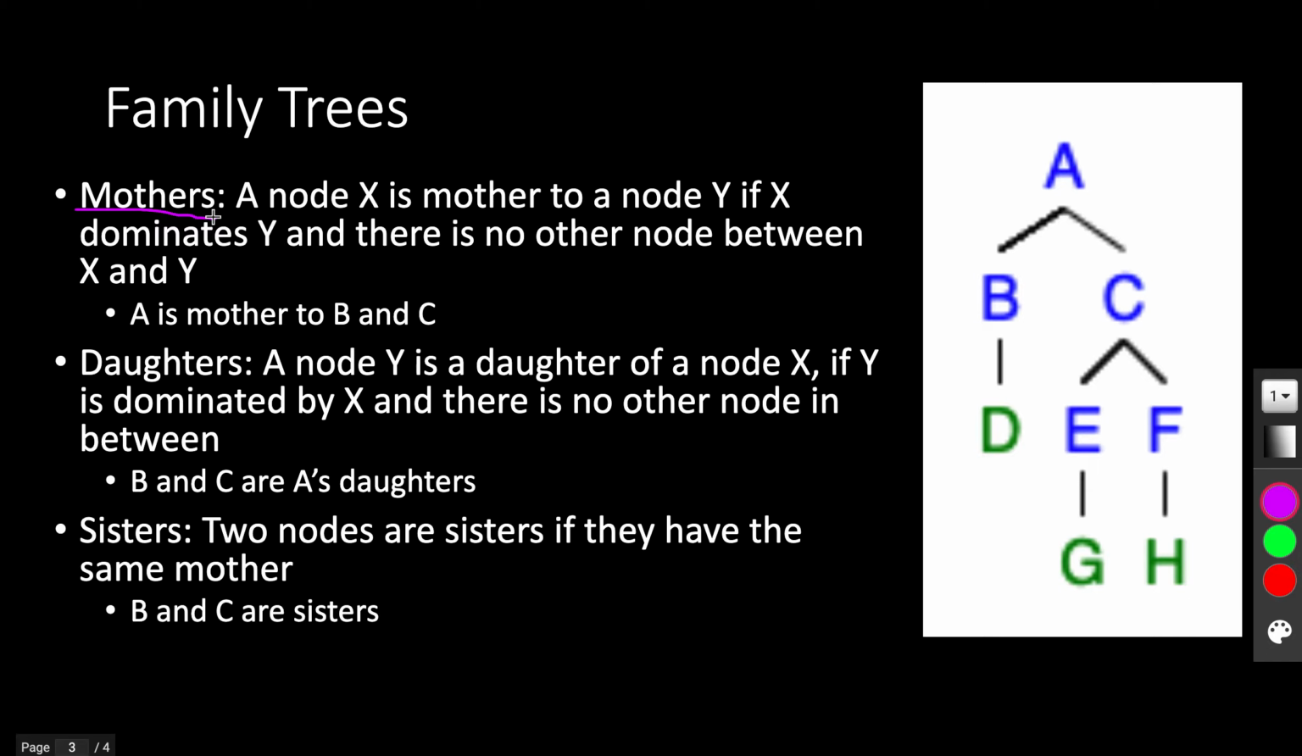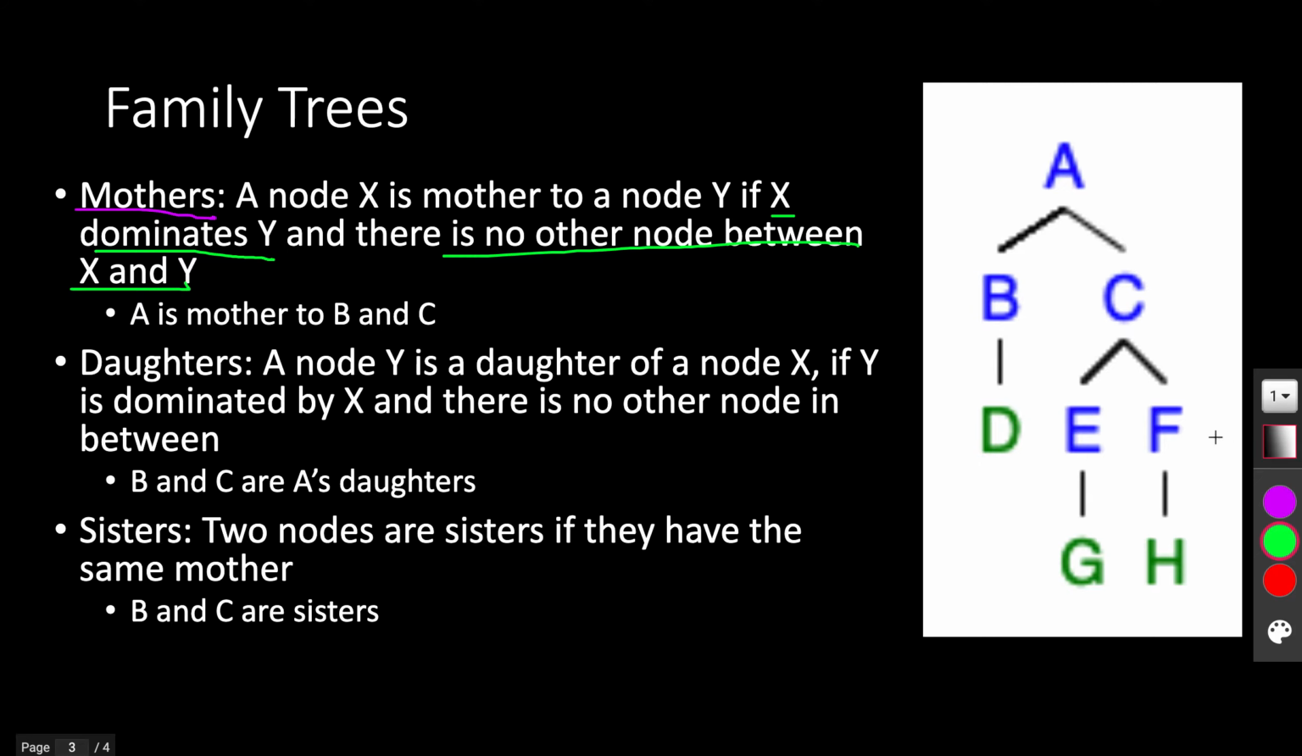So, mothers. A node X is a mother to a node Y if X dominates Y, and there is no other node between X and Y. So the first part of this definition, again, there are two clauses here, is that X dominates Y. If we recall last video, what it means for X to dominate Y is for X to be above Y on the tree in terms of levels of structure, and also for us to be able to draw a line straight down from X to Y, from one node to another. There's also this additional condition. There is no other node between X and Y.